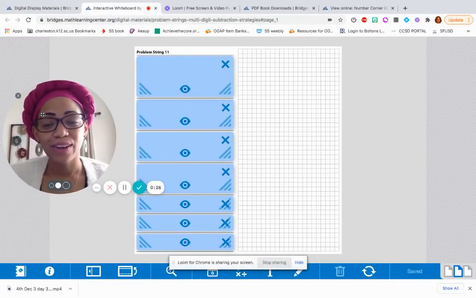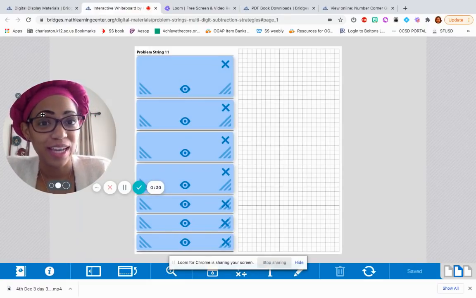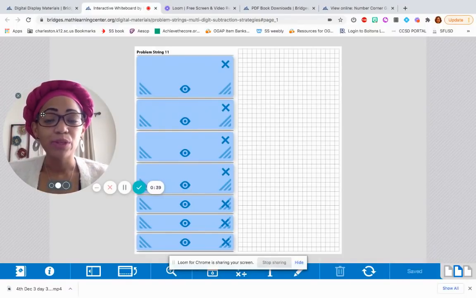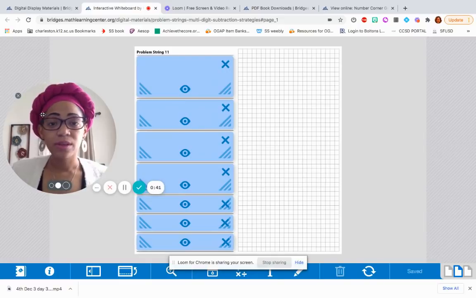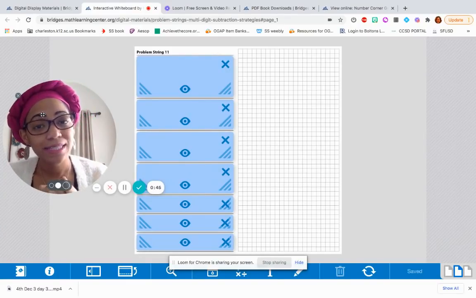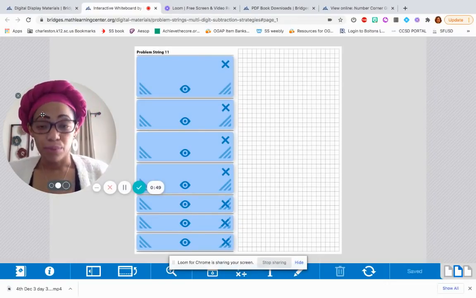We don't need to update our calendar grid today because we looked at our first 4 markers yesterday, and so that's already been updated. But today, you may notice we are doing a problem string. So go ahead and get out your Number Corner journals. Open it up to your problem string workspace and place today's date at the very top of the page. And you can even label it problem string 11.